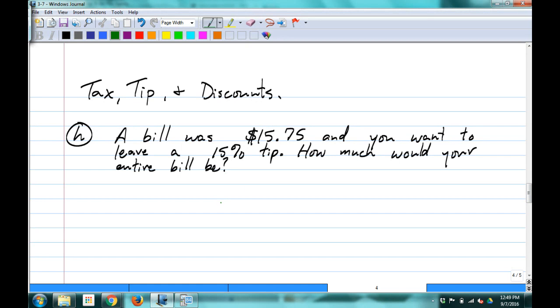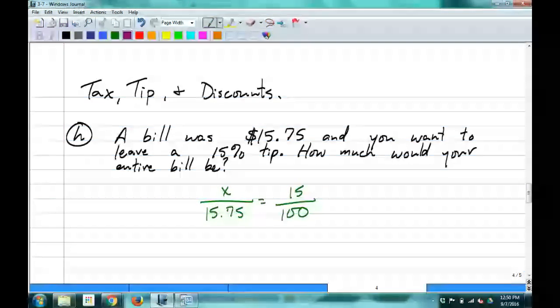So how much is 15% of $15.75? This is one way to solve this. There's multiple ways to do this. Let's find out how much money we need to give them as a tip, because we're going to need to know that number, especially if you're like me and you don't carry cash anymore. You pay with a card, you've got to write in your tip on your receipt, how much you're leaving for a tip. So we need to know that number.